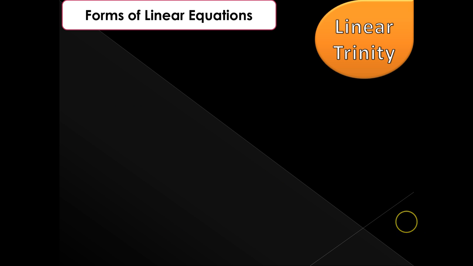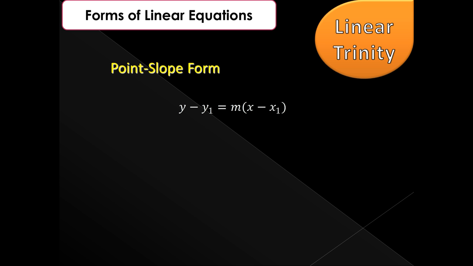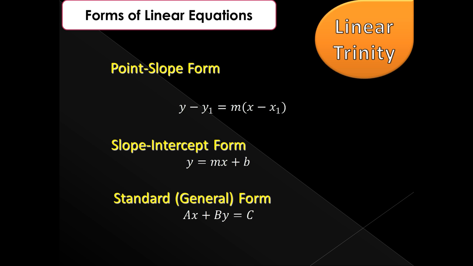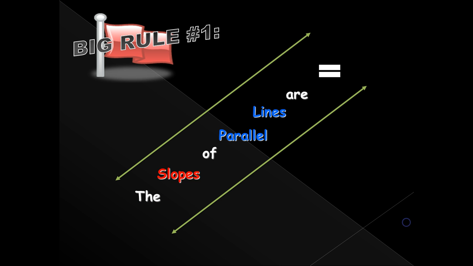Next, we have our linear trinity. These are the different forms of our linear equations. So first, we're going to talk about point-slope form. We're actually going to use this a lot here in section 1.1, which is y minus the y1 coordinate is equal to the slope times the quantity of x minus the x1 coordinate. Slope-intercept form, y is equal to mx plus b. And lastly, probably the least common, is the standard form, which is sometimes called general form, which we see as ax plus by is equal to c, where a, b, and c are all integer values.